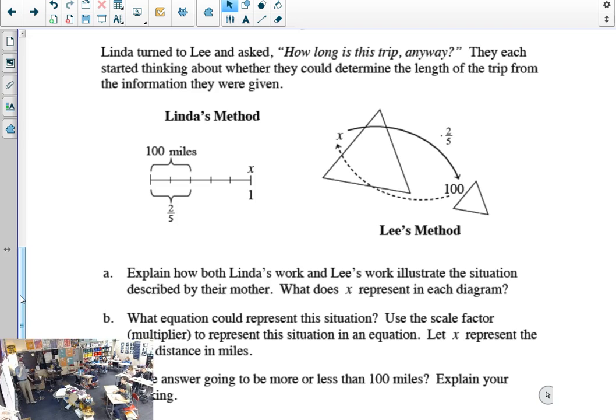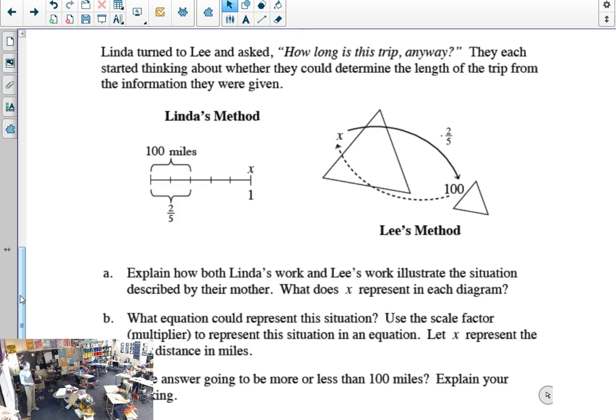How do we use that to approach figuring out the whole distance traveled? How do we use that information? They've already got a model set up for us. So I can break it down to the unit rate. So I kind of scale it down first. Right? Scale it down. So I have 2/5.